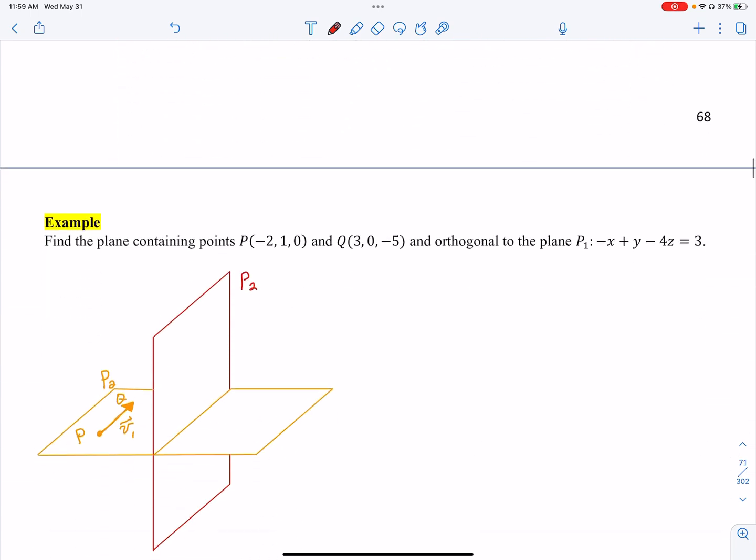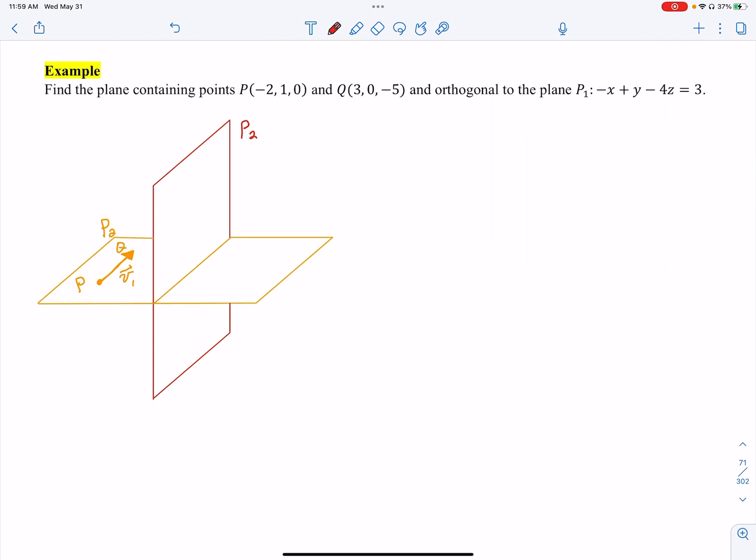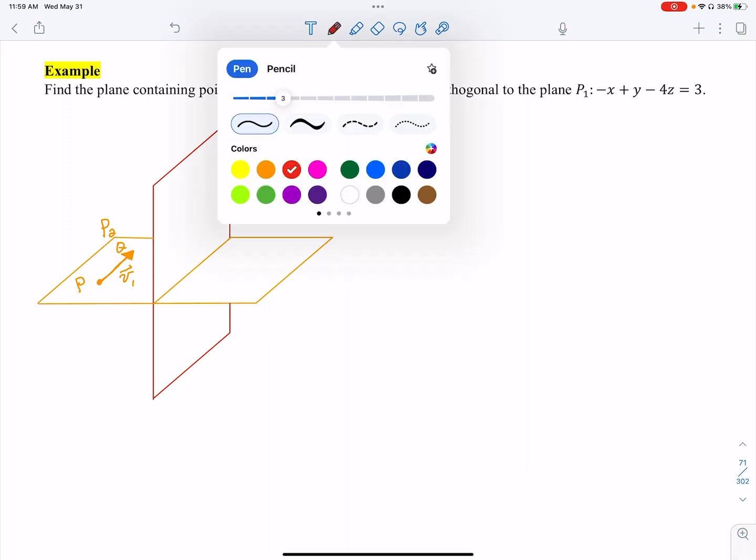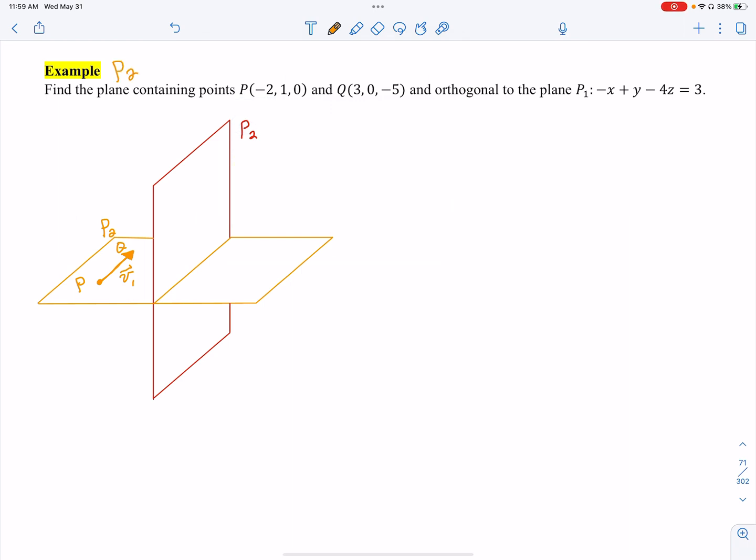All right, we have another example in this one. Find the plane containing, okay, we have 2 points, and it's orthogonal to P1. Okay, so I'm going to name this plane P2. Let me stay color-coded here. P2. I drew a picture to help because it definitely helps to understand this picture.